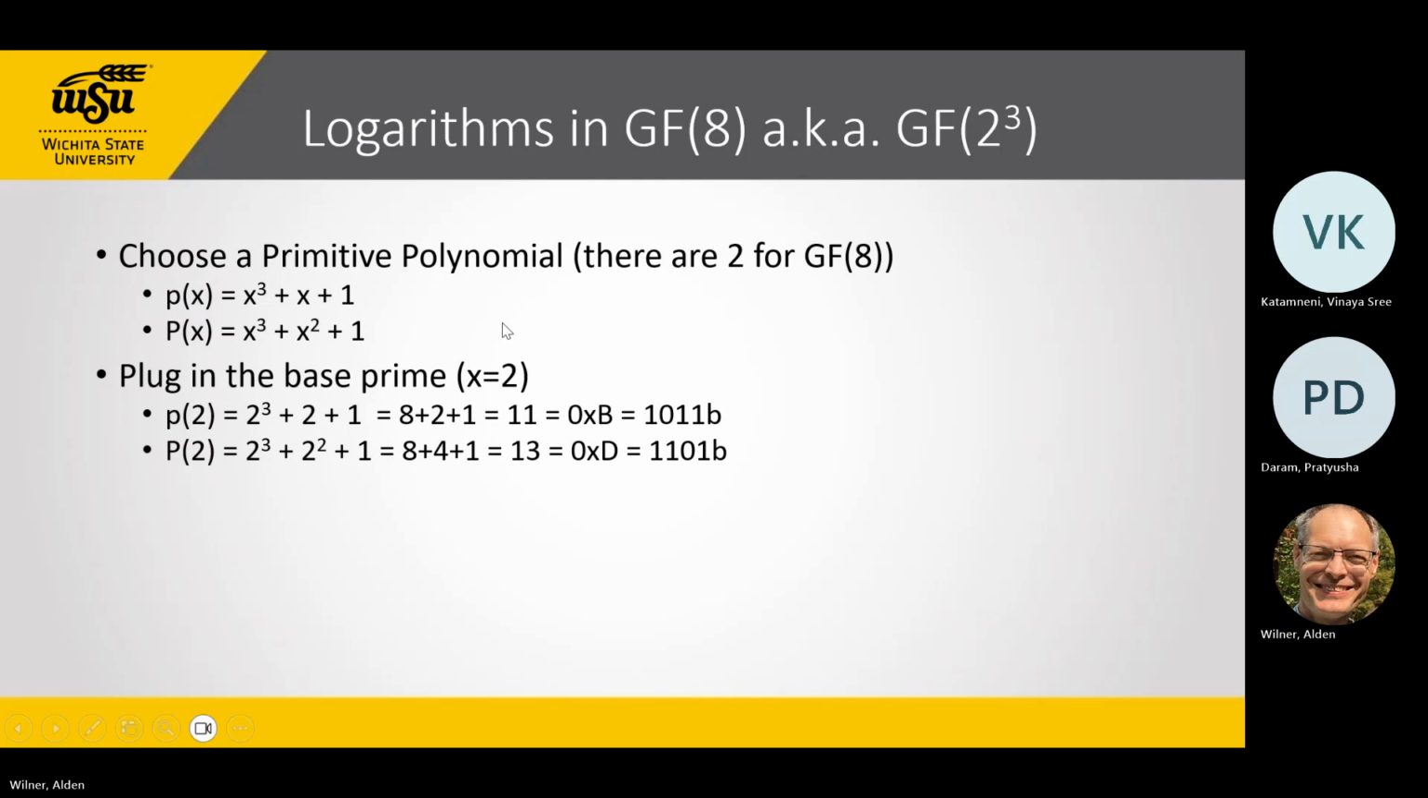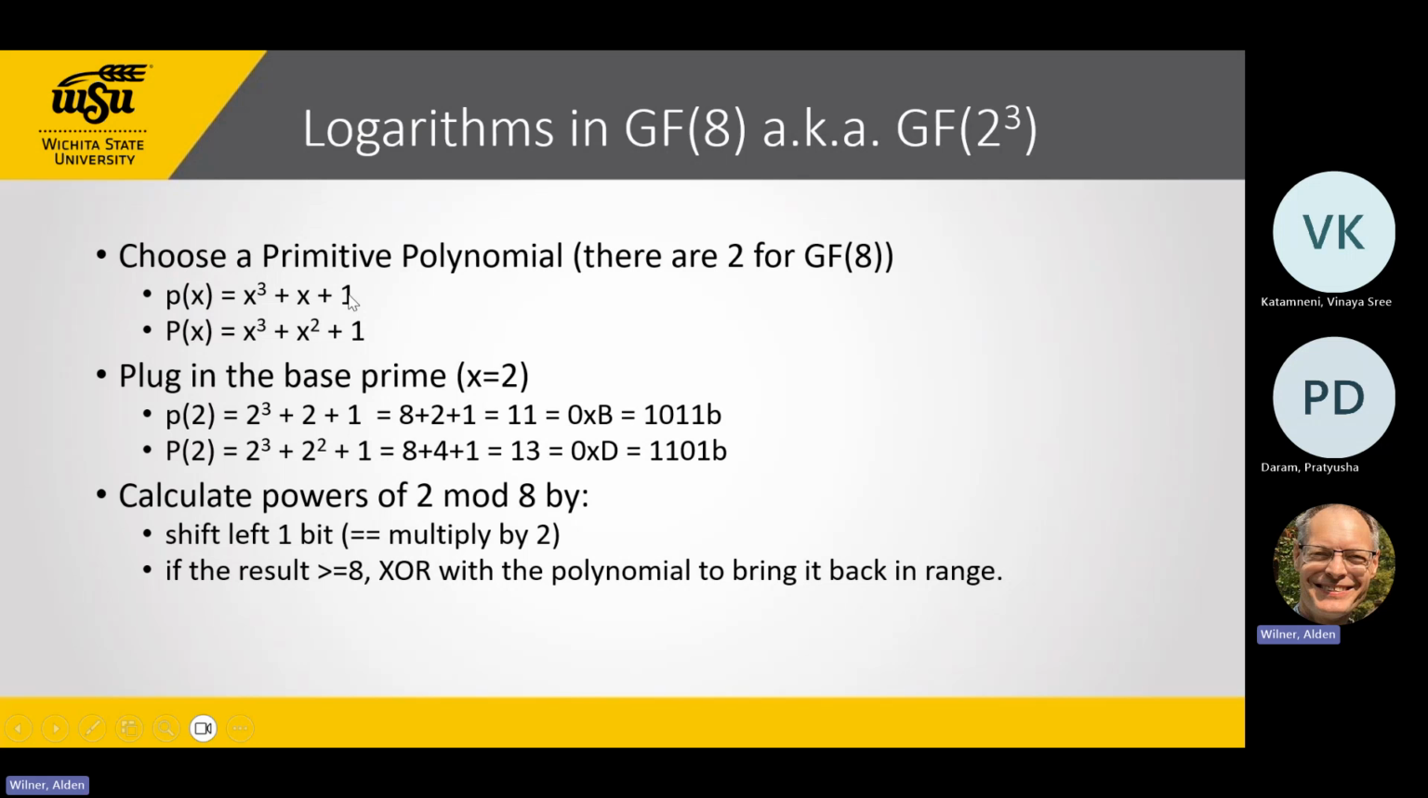Okay? So all this is saying is take your primitive polynomial. If I was using 3 as a base, I'd have 9 plus 3 plus 1, right? If I was using 5 as a base, it'd be what? 125 plus 5 plus 1, right? So we calculate our powers of 2 by multiplying by 2.